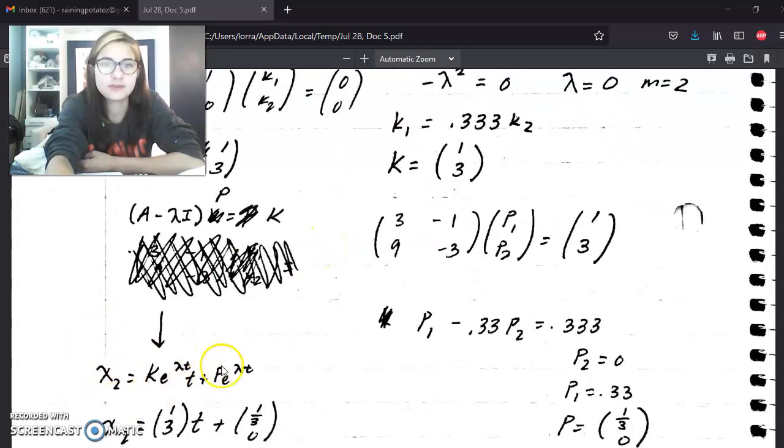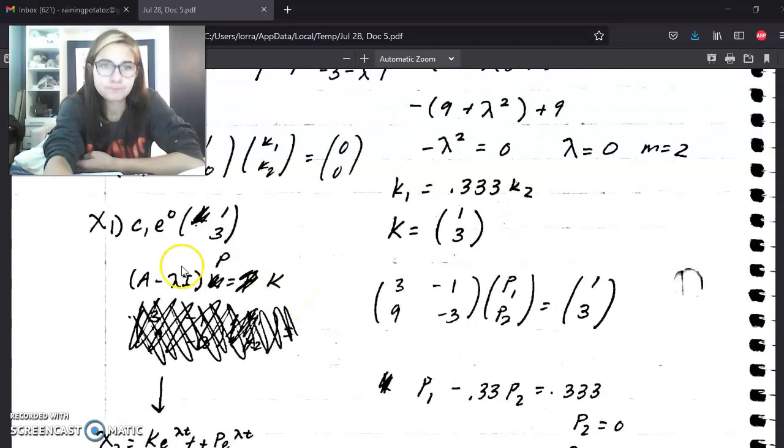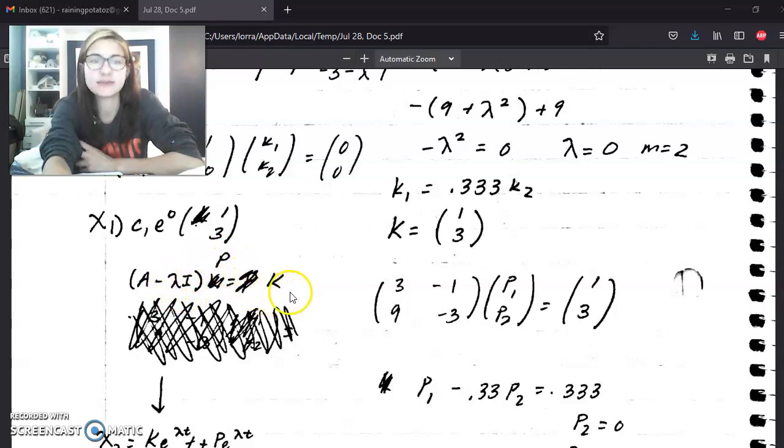So in order to do this, we have the equation x2 is equal to k e to the lambda t plus p e to the lambda t. And so to find p, what you can use is A minus lambda I times p is equal to k. So you just set up these matrices so that A times p is equal to k.